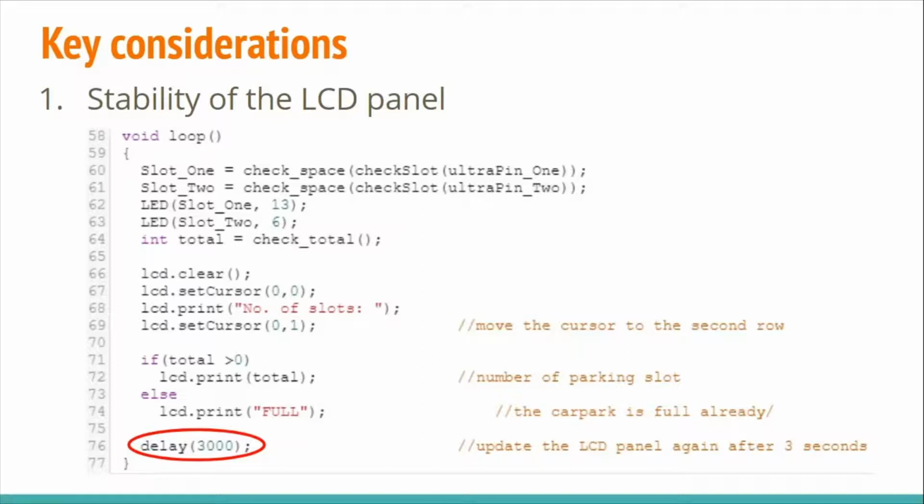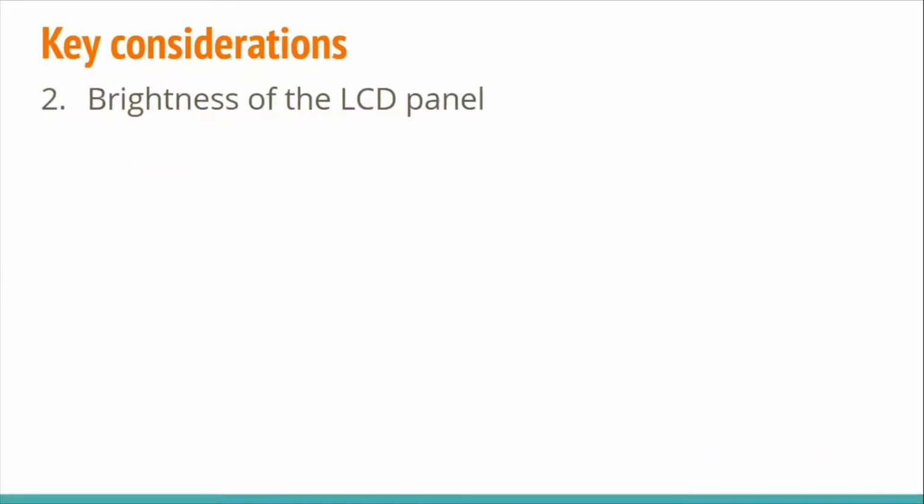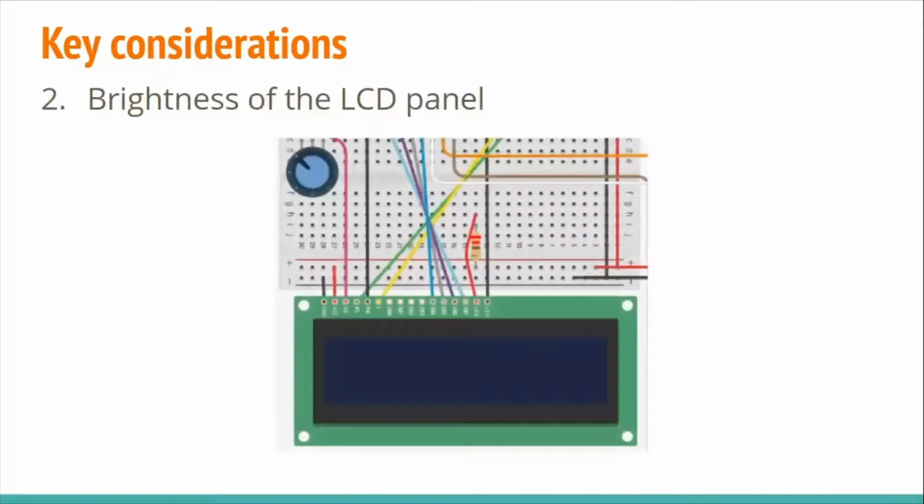For the second consideration, we consider the brightness of the LCD panel. To ensure the panel can display in a clearer and brighter way, we add a potentiometer in our circuits to control the brightness of the LCD panel.